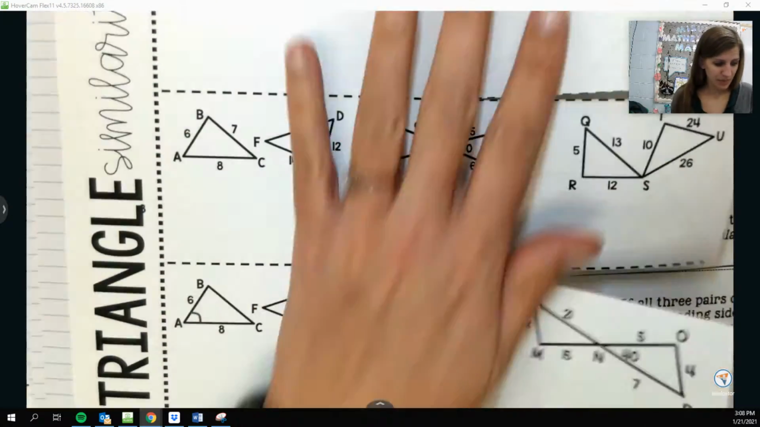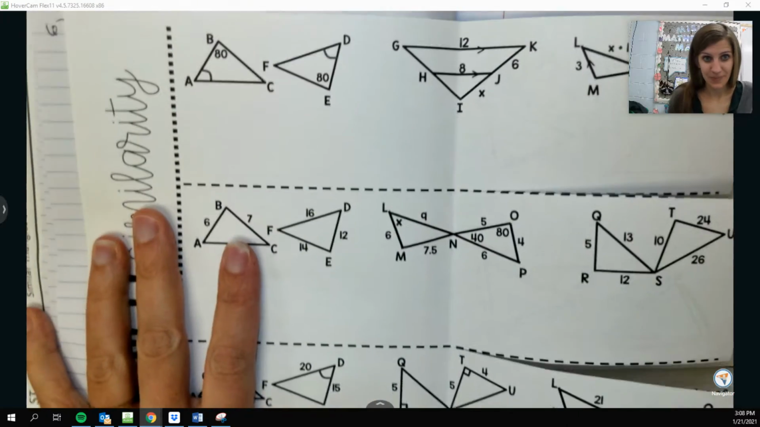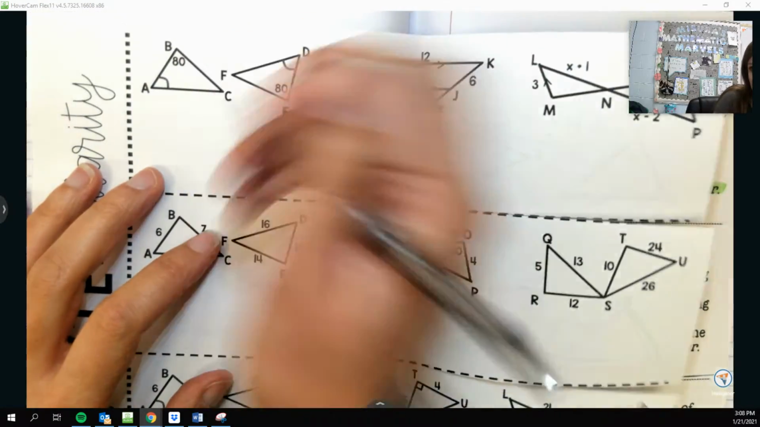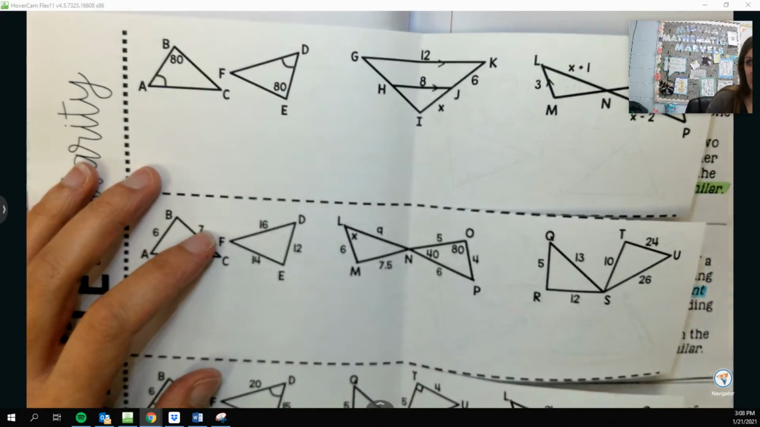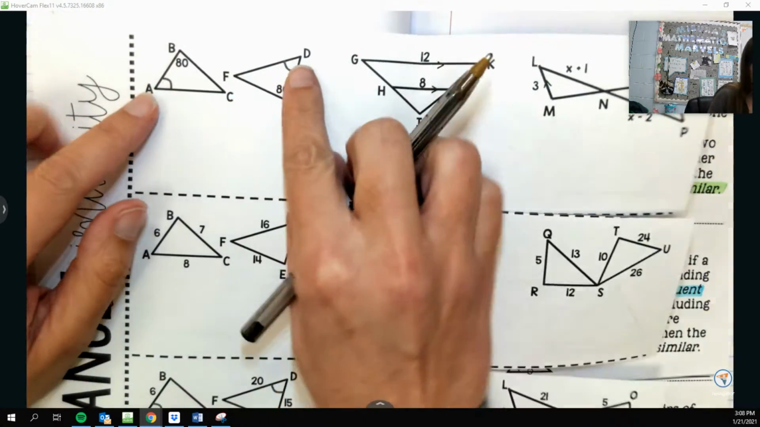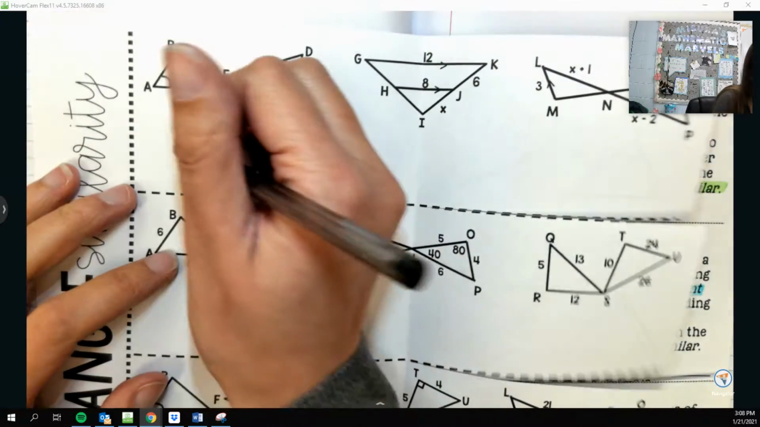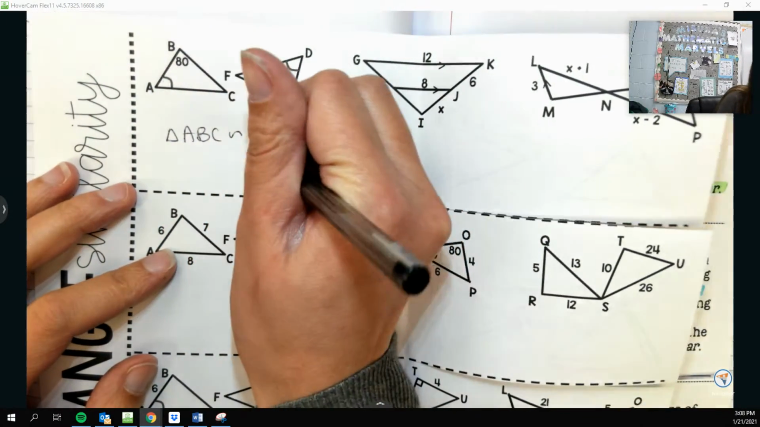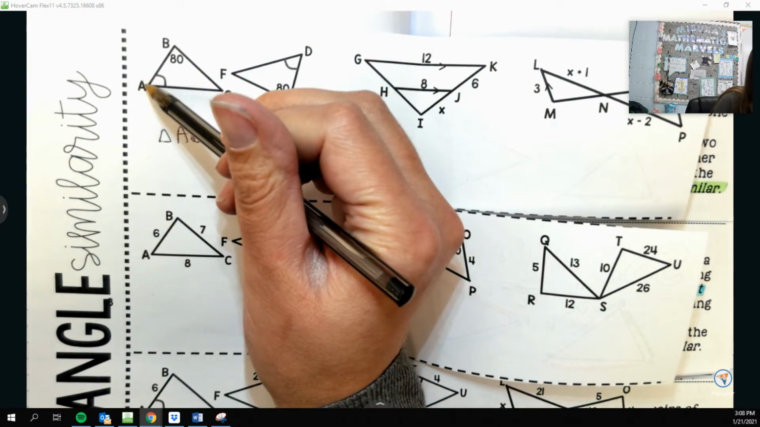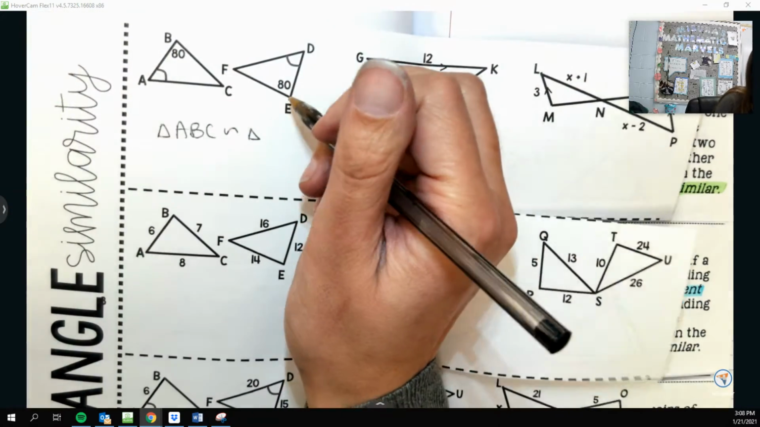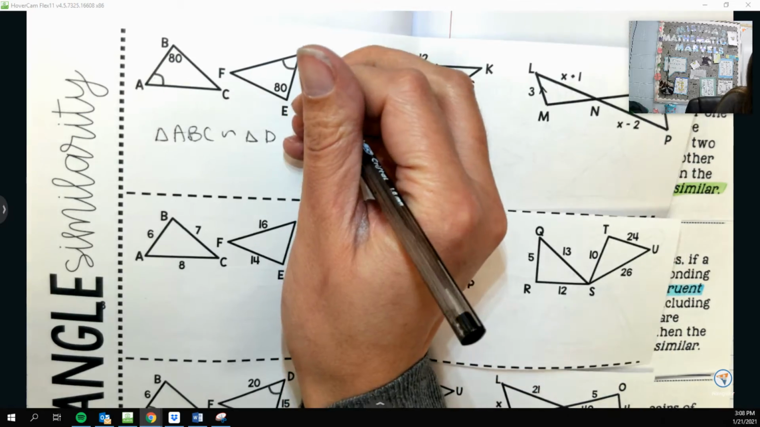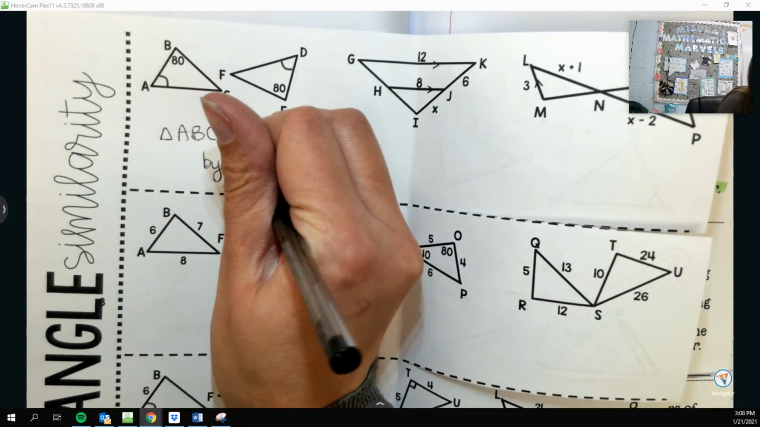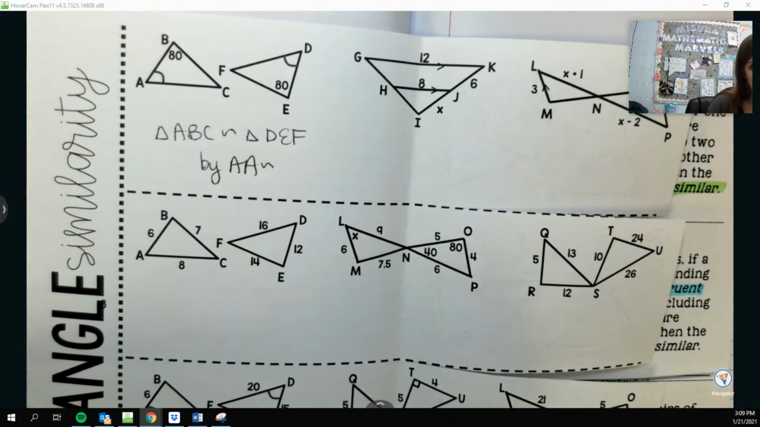Okay, now there's just a whole bunch of them in here. Let's go. So with this one here, I can use angle-angle similarity because rainbows, 80s. So triangle ABC is similar to triangle... So I went 1 to 80 to none. So 1 to 80 to none by angle-angle similarity.